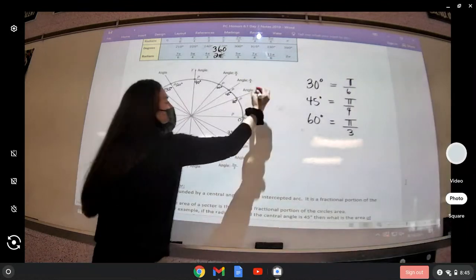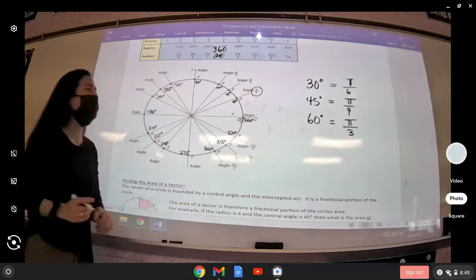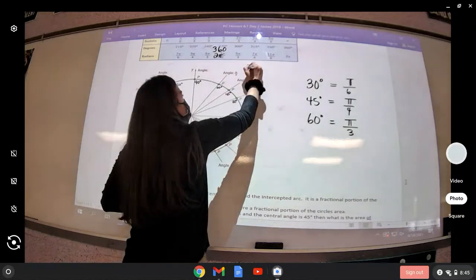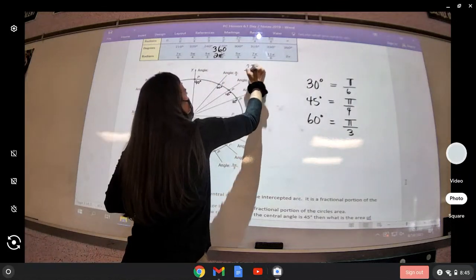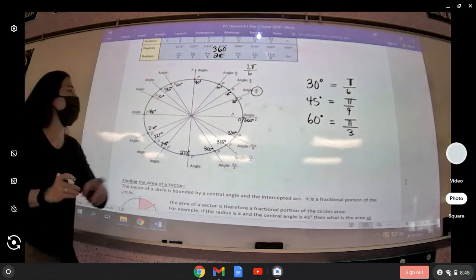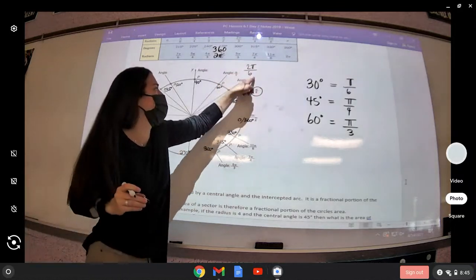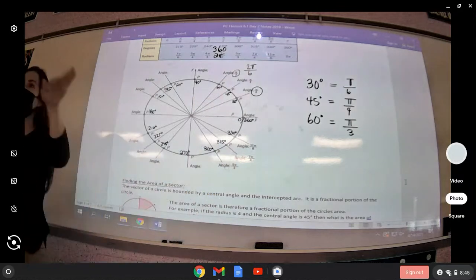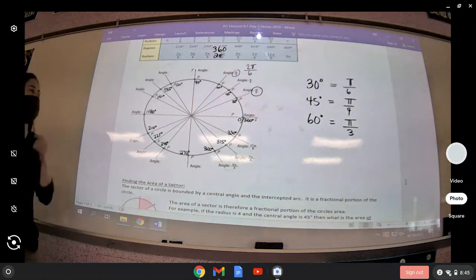All right, so guys, right here, this is our first 30-degree angle. So it's already written there. It's 1 pi over 6. Okay, this is your second 30-degree angle. So it's your 2 pi over 6. Guys, what is 2 pi over 6 reduced to? It's pi over 3. I'm not going to reduce until the end, though. I just want us to count it off.